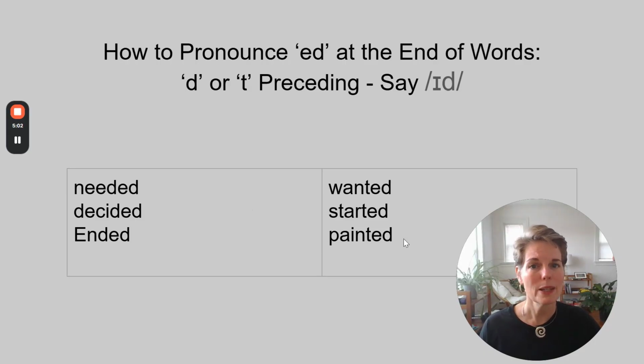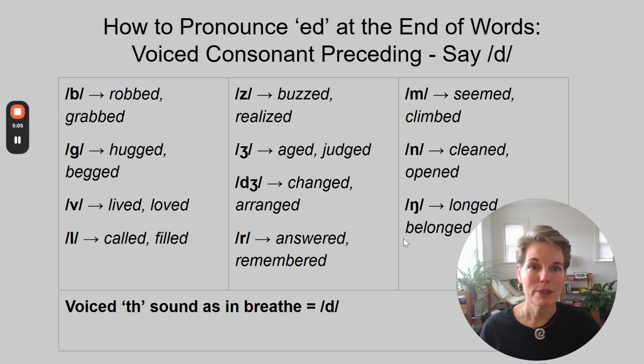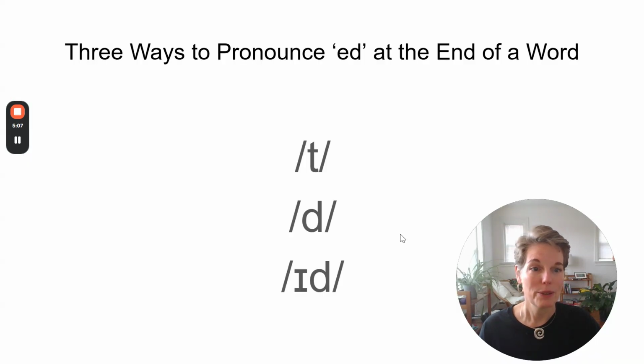And so that's it. It's as simple as that. There are 3 ways to say ed at the end of a word, depending on voiced or unvoiced consonants or the presence of d or t.